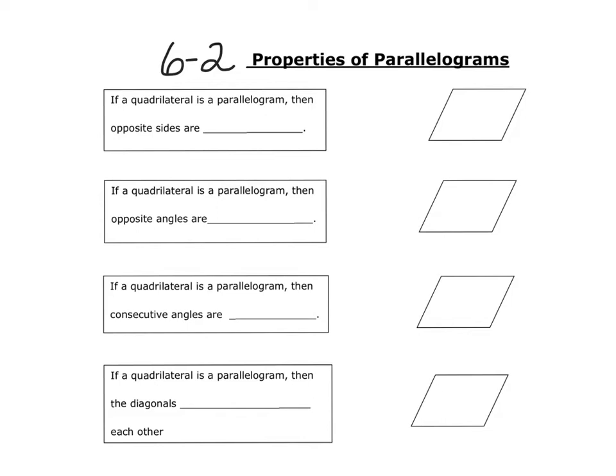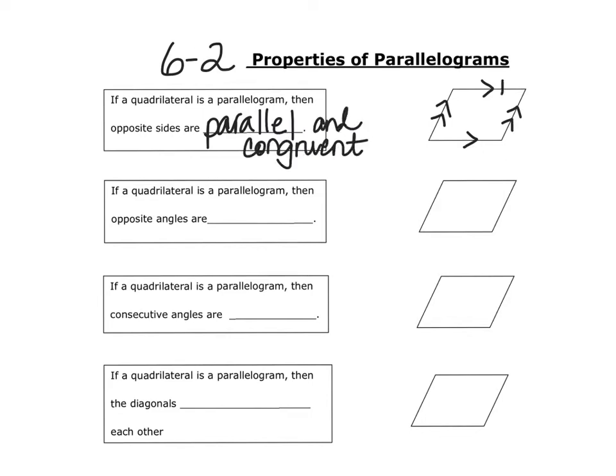Let's get started. If a quadrilateral is a parallelogram, then opposite sides are parallel. So I'm going to mark these with the parallel symbols. Okay, parallel. Hence the name parallelogram. But the opposite sides are also congruent, so I'm going to mark these sides congruent as well.